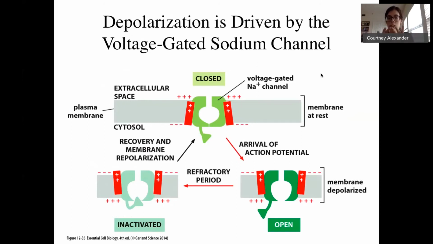So that stimulus is going to open up these voltage-gated sodium channels. And sodium, based on its concentration gradient, because there's so much sodium outside the cell and so little sodium inside the cell, is going to rush into our neuron and depolarize that membrane, leading to a positive charge in our membrane.